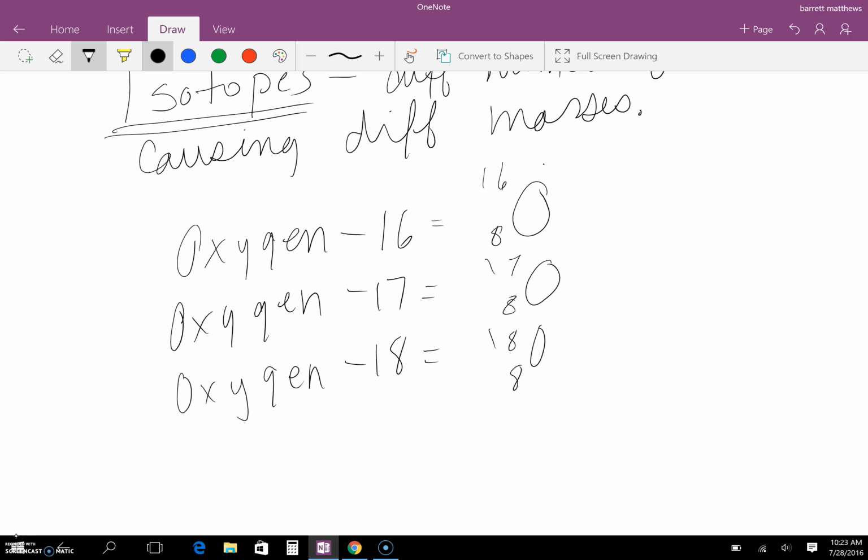We cannot just say that oxygen is 16 because although the percentages may be small, these other oxygens do exist and can occur in compounds, so we must take them into account.